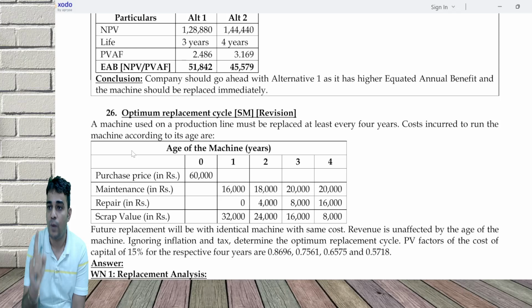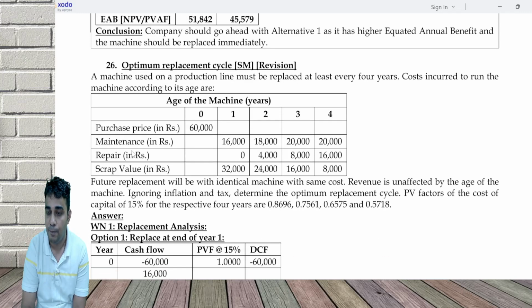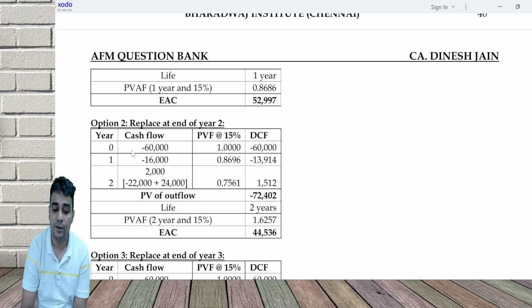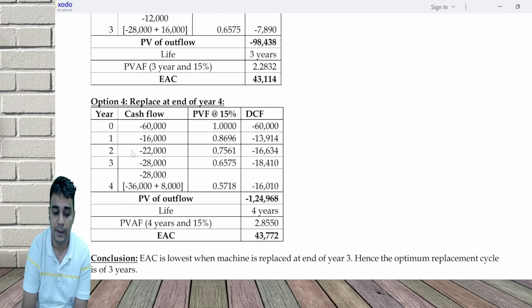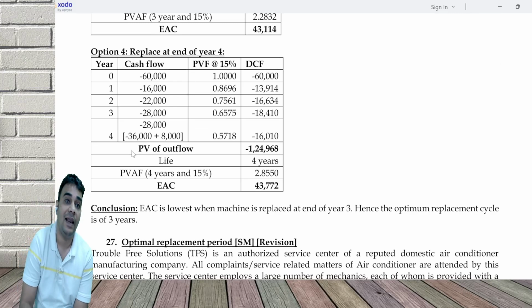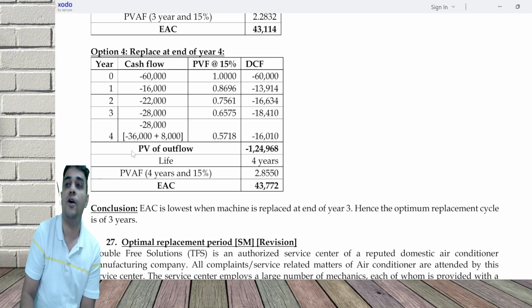Buy, use for 1 year; buy, use for 2 years; buy, use for 3 years; buy, use for 4 years. Go by EAB or EAC depending on the data. I don't know whether you get a negative answer or a positive answer. So buy, replace at the end of year 1, replace at the end of year 2, replace at the end of year 3. This is an optimum life question, and this is not the timing of replacement.